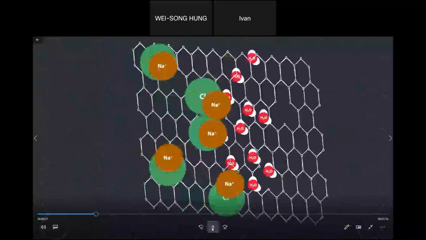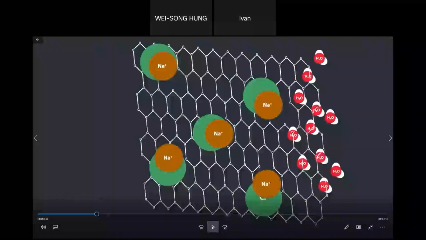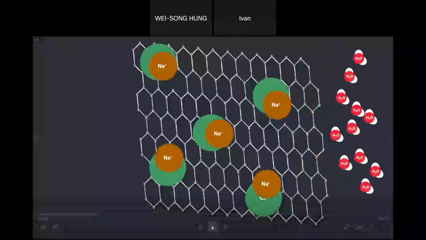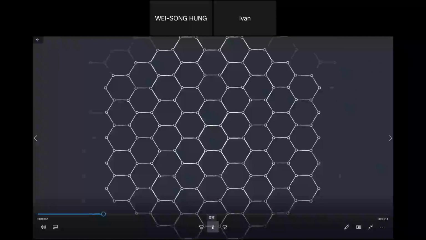So here we also show the graphene-based membrane has high potential for further membrane application in seawater desalination. The salt in the feed will be rejected, and only the water can pass through the graphene layer. All this and more is possible with the Nobel Prize-winning material graphene.